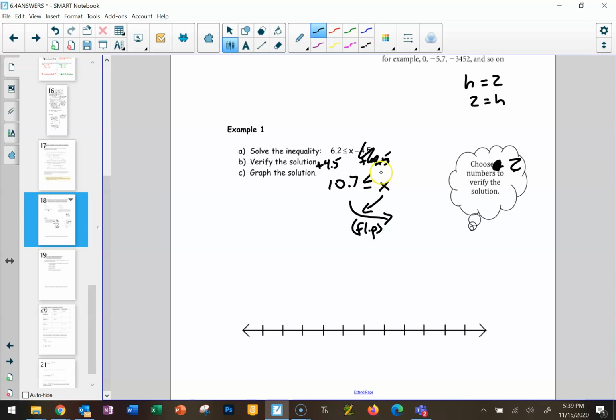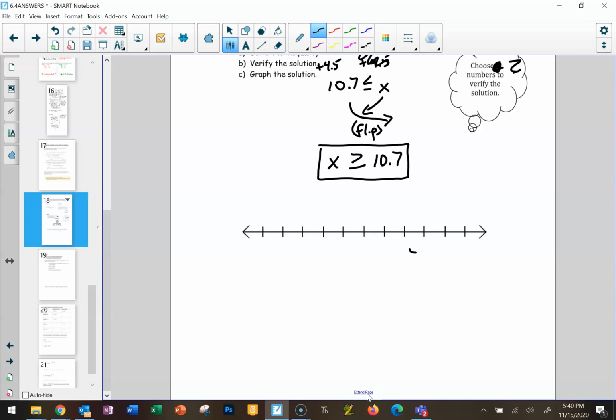So instead of 10.7 being less than or equal to x, what we're going to say is x is greater than or equal to 10.7. Again, that shouldn't be new because I think we did go through that in 6.3. So let's check this and make sure we didn't make any mistakes along the way. And you can also check it with the version before you flipped it to make sure that makes sense as well. So if x is going to be greater than or equal to 10.7, I'm going to verify it before I put it on the old chart here, or number line.